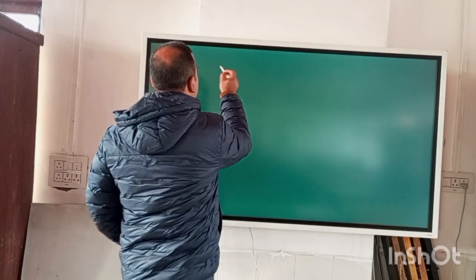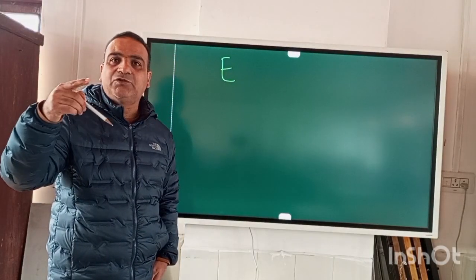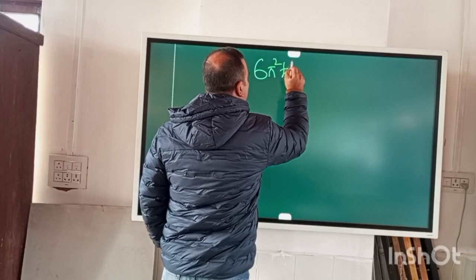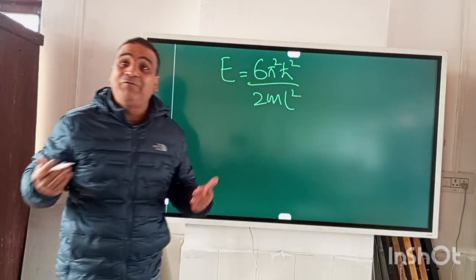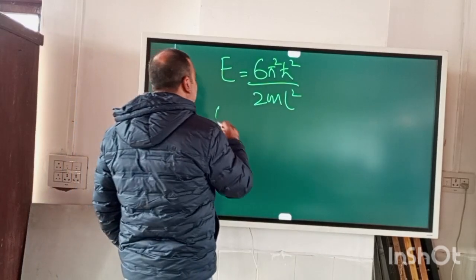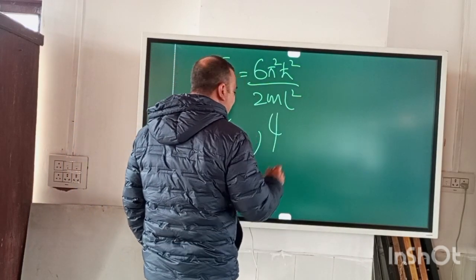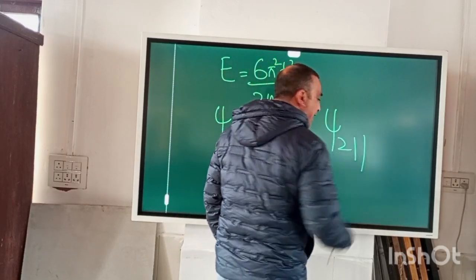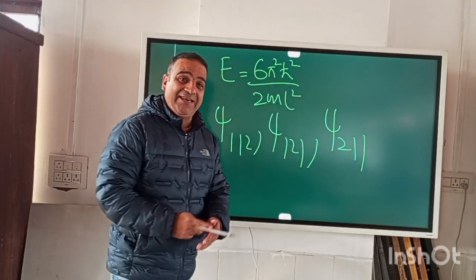You will get E is equal to 1 plus 1 to 4 plus 2 is 6. So this is 6 pi square h bar square by 2m L square. But what about the wave functions? You will have wave functions psi 1, 1, 2, comma, psi 1, 2, 1, comma, psi 2, 1, 1. Now what is it? It's a degenerate energy eigenstate.